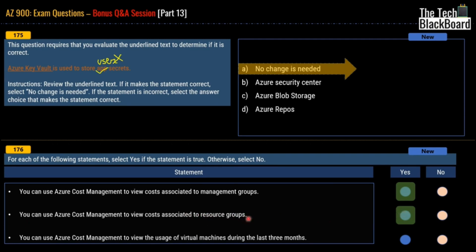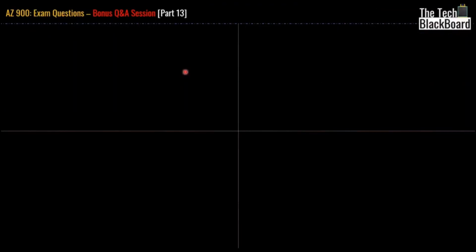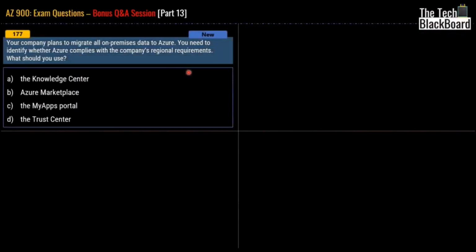The third statement says that you can use Azure Cost Management to view the usage of virtual machine during the last 3 months. The correct answer for this statement is yes as well. If you want to read more about cost management and billing, then this is the Microsoft documentation where you can get started.